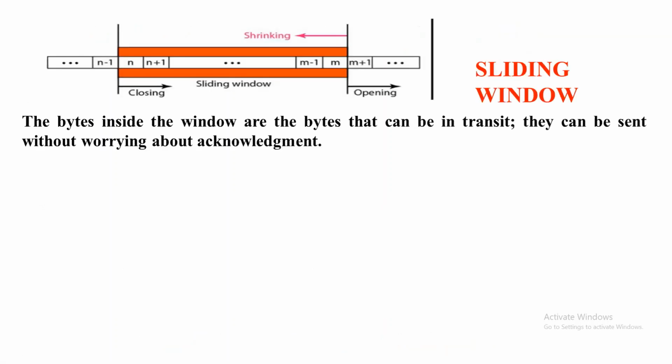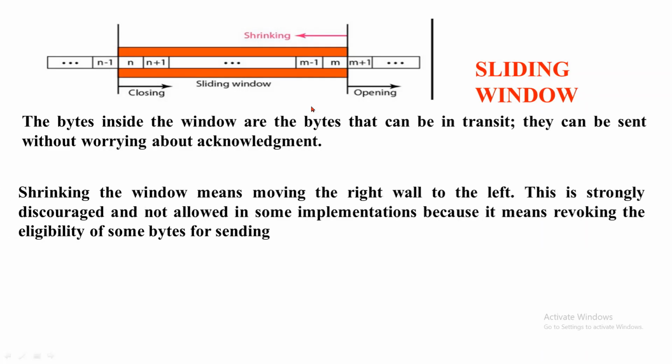Now let's learn about the meaning of the TCP sliding window. Here you can see the picture of the TCP sliding window. You can see the left wall and the right wall of the sliding window. The actual bytes which are inside the sliding window are the bytes which can be sent without worrying about acknowledgement.